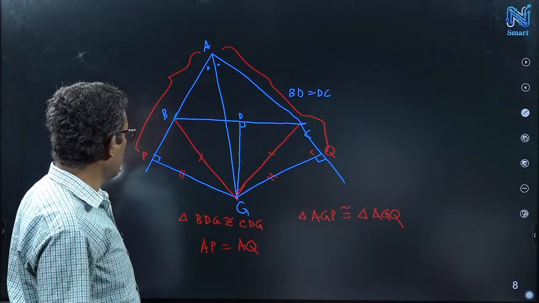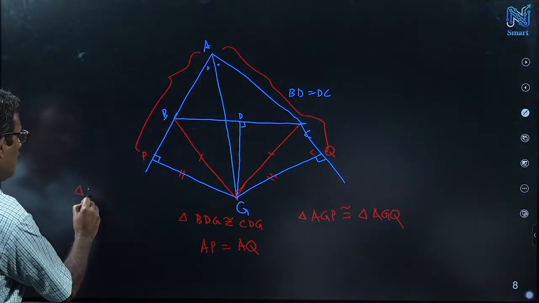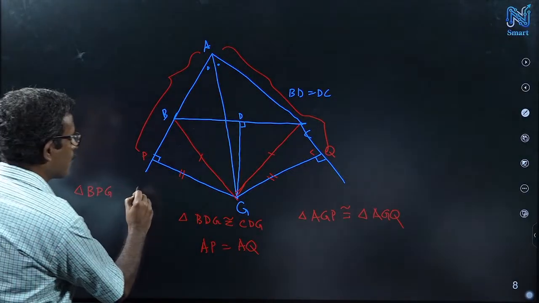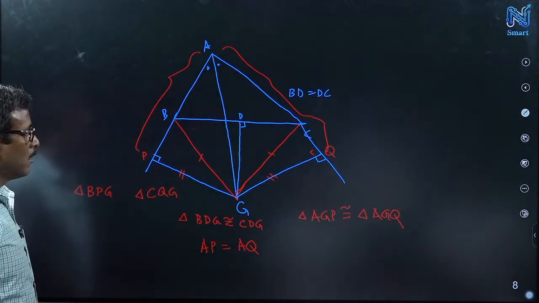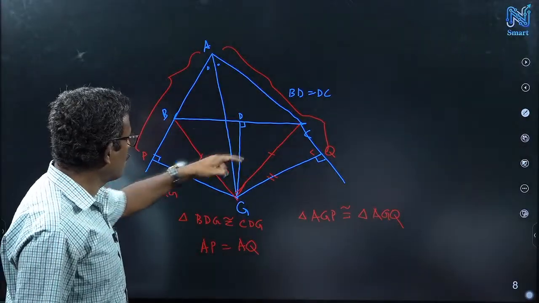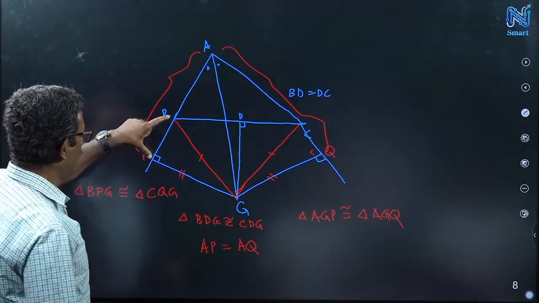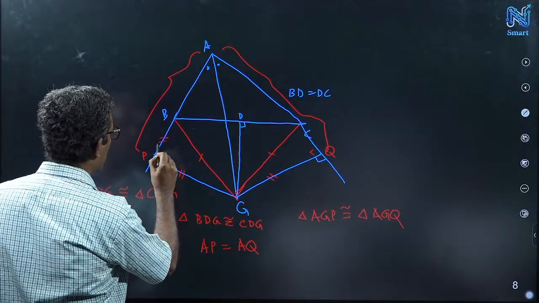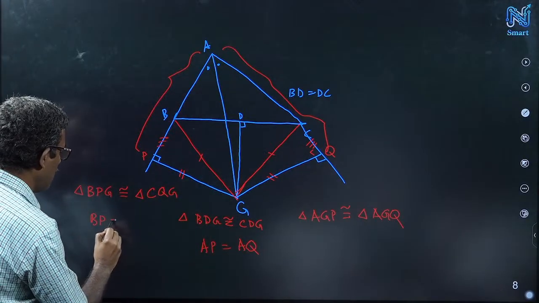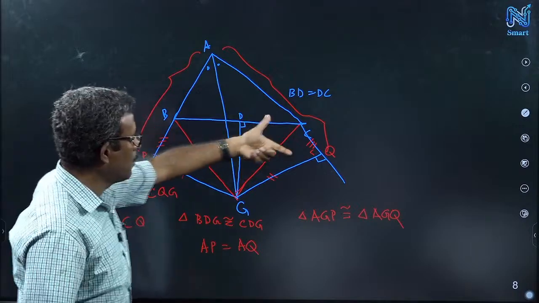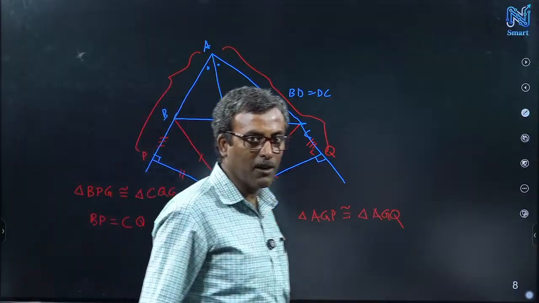Now consider the last triangle. Which triangle? Triangle BPG and triangle CQG. Why? Because BG equals CG, and one is the right angle, so it is RHS. They are also congruent. That means BP is the same as CQ. So BP is the same as CQ and AP is the same as AQ. Subtract this, and we have AB equal to AC again.